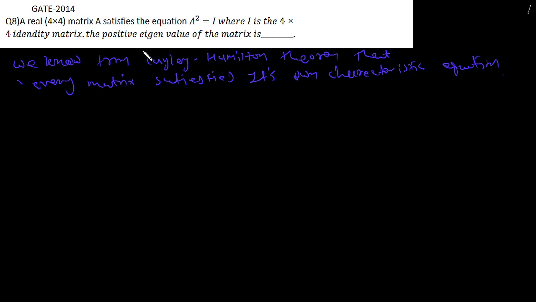So here the equation given in the form of a matrix is A squared is equal to I. Now we have to go in the reverse direction. We have to put lambda for A, and we have to put 1 for the identity matrix. So the characteristic equation we get from this is lambda squared is equal to 1.